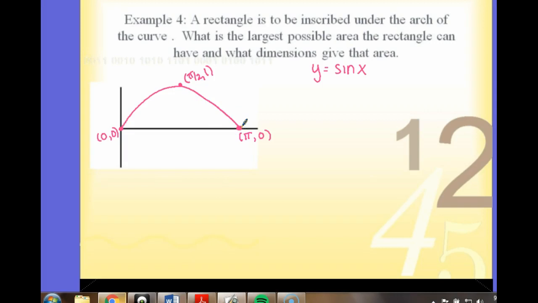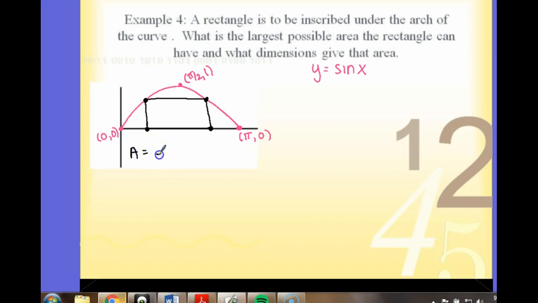So it says a rectangle is inscribed under the arch of our curve. That means there is a rectangle being drawn underneath that curve. What is the largest possible area that the rectangle could have, and what dimensions give that area? So what we have to do is come up with a way of labeling the rectangle's area.